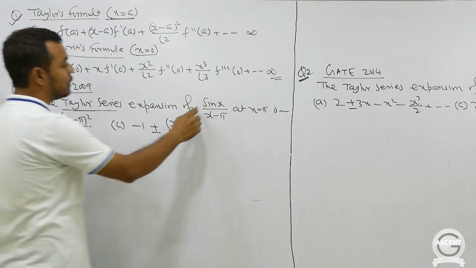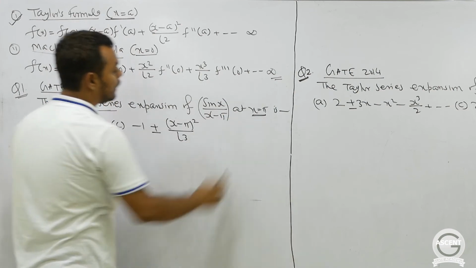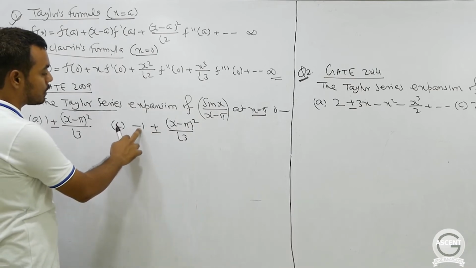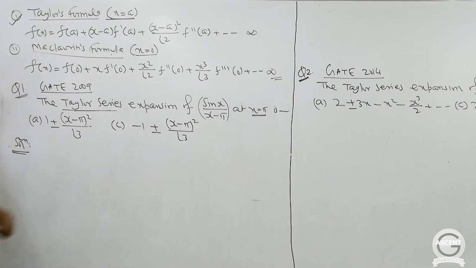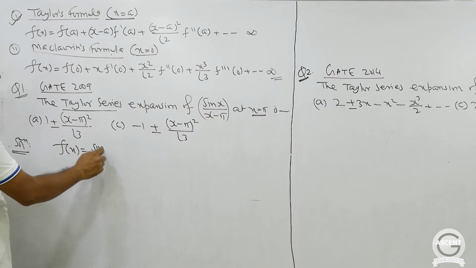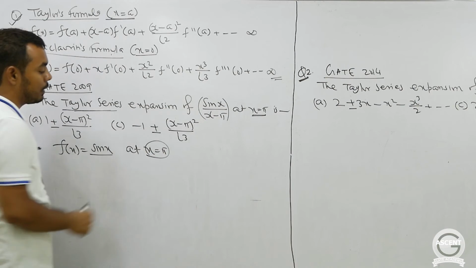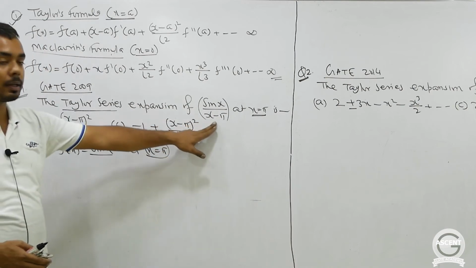The Taylor series expansion of this function at x equals to pi is, okay, so now here see the options are given in this manner. Option A is 1 plus, option B is 1 minus, option C is minus 1 plus, option D is minus 1 minus. Okay, so in GATE proper options were given. Here in order to save space I have written in this manner. So now suppose f(x) is this sin x divided by x minus pi, so first we need to write the expansion of sin x at x equals to pi, and then we have to divide that expression by x minus pi.